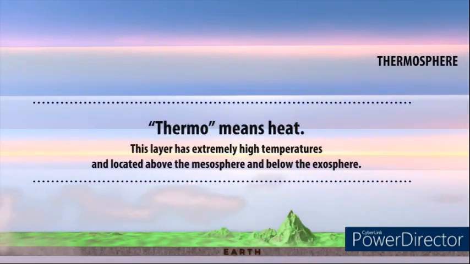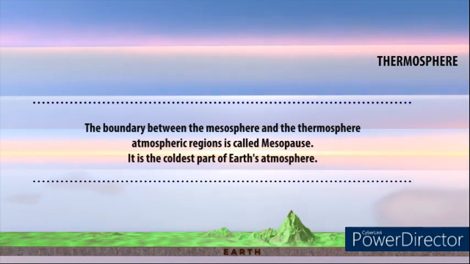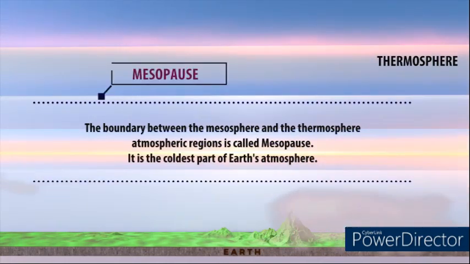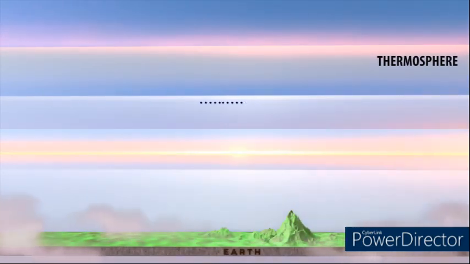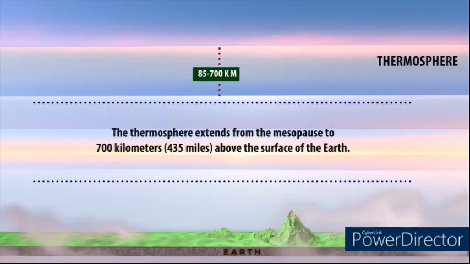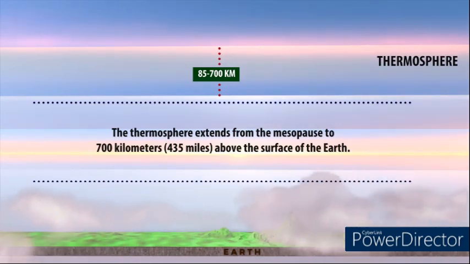So thermo means heat. This layer has extremely high temperatures and is located above the mesosphere and below the exosphere. The boundary between the mesosphere and the thermosphere atmospheric region is called the mesopause. The thermosphere extends from the mesopause to 700 kilometers or 435 miles above the surface of the Earth.